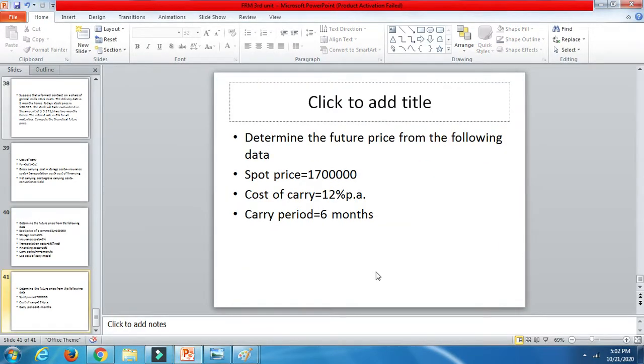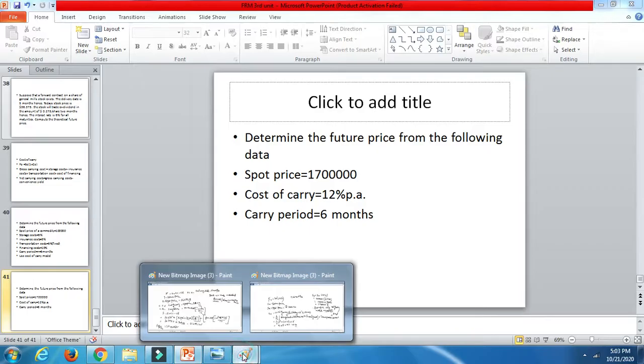So let's take another question. Determine the future price from the following data. Spot price is equal to 17 lakhs rupees. Cost of carry is equal to 12%, and carry period is equal to 6 months as such, what he has given in the question. So let's do this problem.